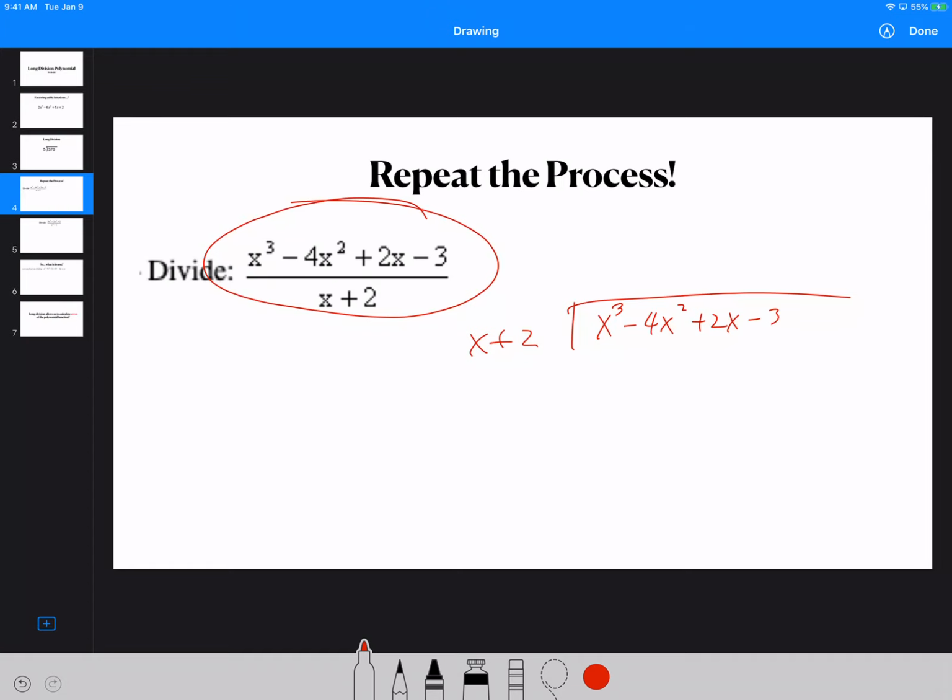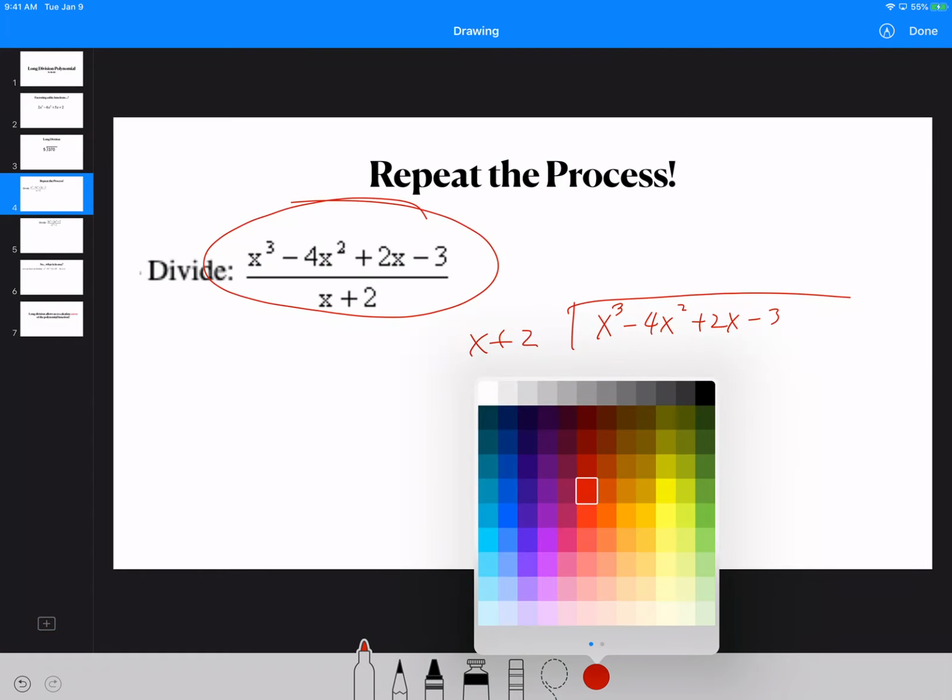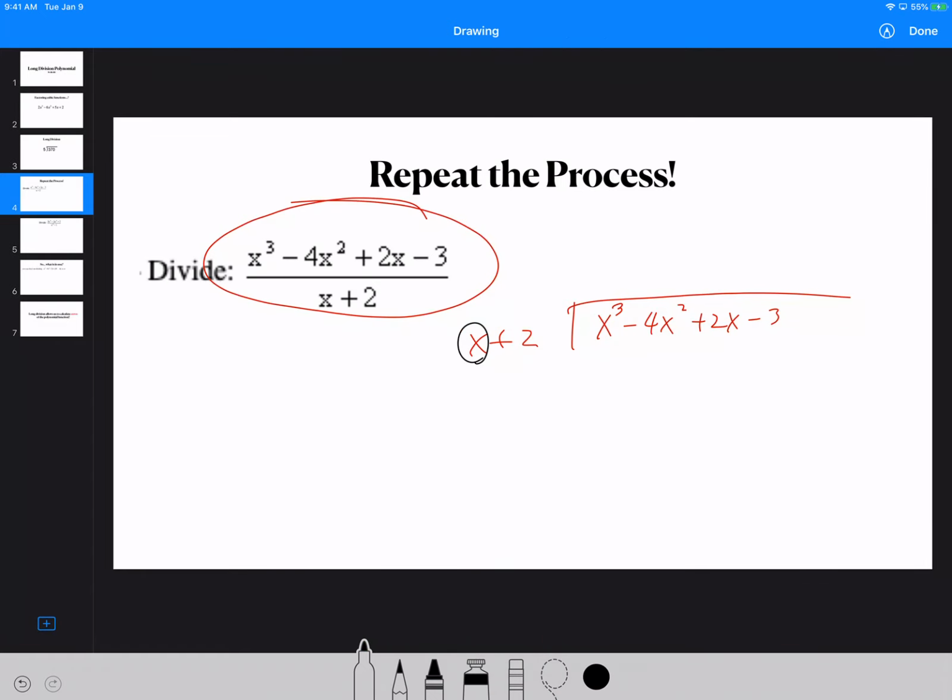Okay, so now how do we go about doing the long division part? Well, you ask yourself, once again, how many times can x fit in x cubed? That's it. The very first terms of each of these. Because you can't really think about the rest of it. Just focus on the first term of the divisor and the dividend. So x into x cubed. How many times can x fit in x cubed?